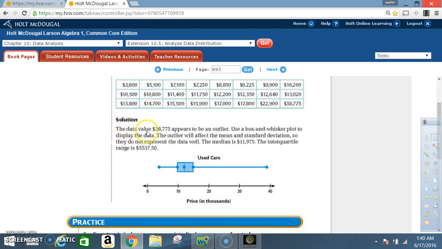The data value 38,775 appears to be an outlier. Use a box-and-whisker plot to display the data. The outlier will affect the mean and standard deviation, so they do not represent the data well. The median is 11,975. The interquartile range is 5,537.50.